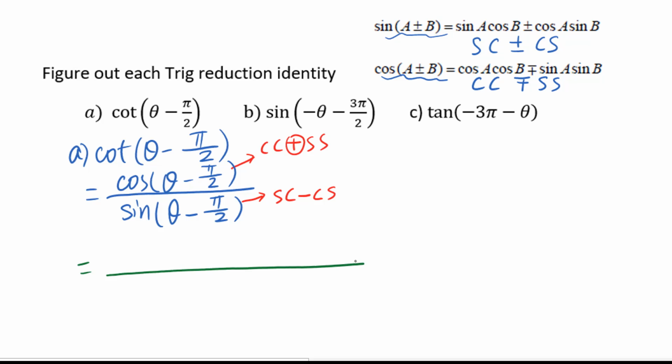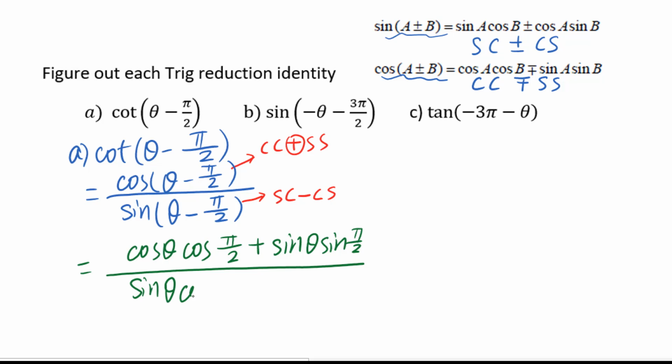We will expand now. You have cosine theta cosine pi over 2 plus sine theta sine pi over 2. Look at the denominator. We have sine theta cosine pi over 2 minus cosine theta times sine pi over 2.